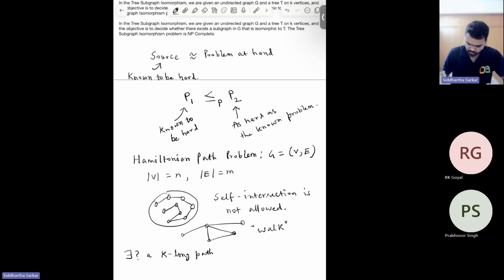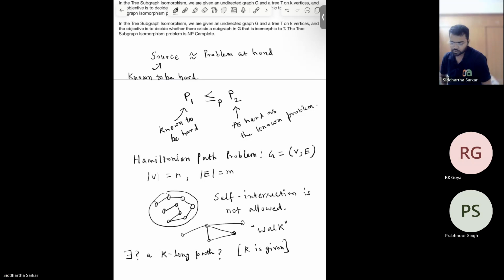So along with the graph, you're given the parameter k. K is given. The question is, can you give me a k long simple path, non-self-intersecting? So now you understand that if k is set to n, that I want you to give a path that uses all the vertices. So it's a sequence of all the n vertices. Then you come back to the Hamiltonian path problem. So the Hamiltonian path problem is a specialization of the long path problem. So the specialization is by setting the value of k to n.